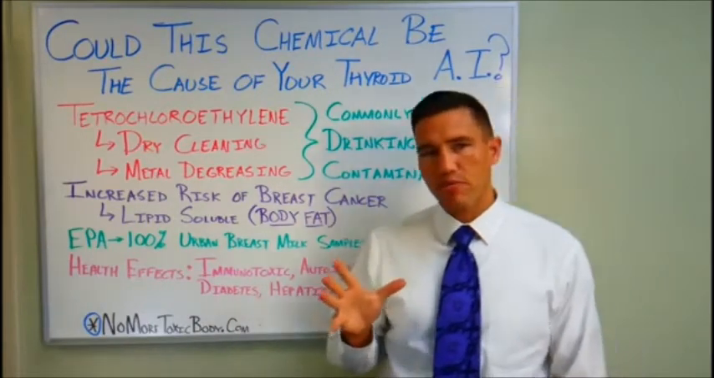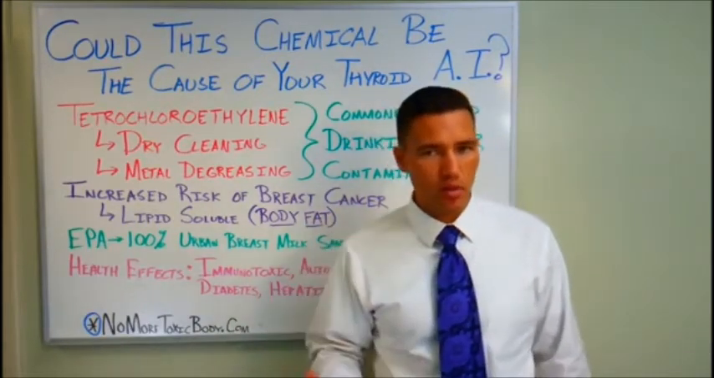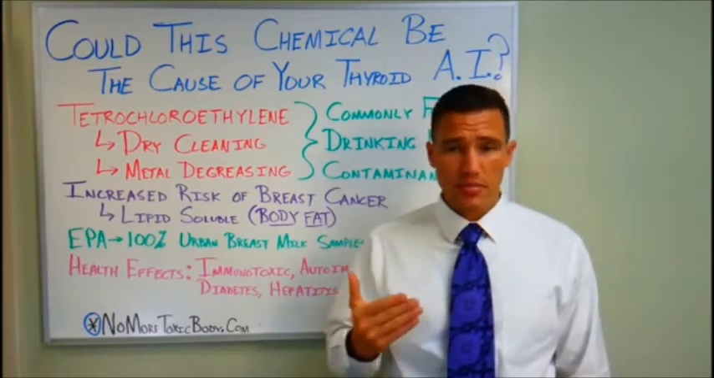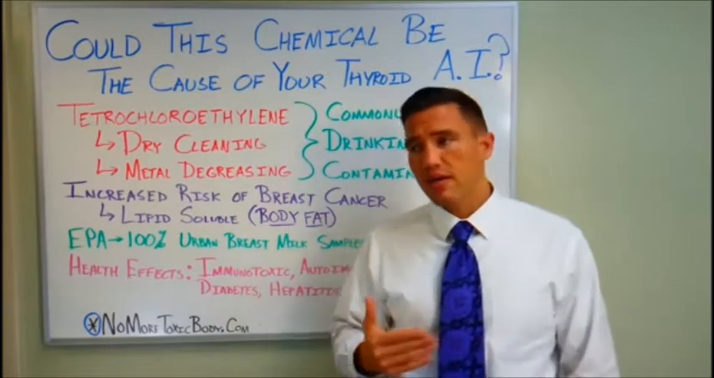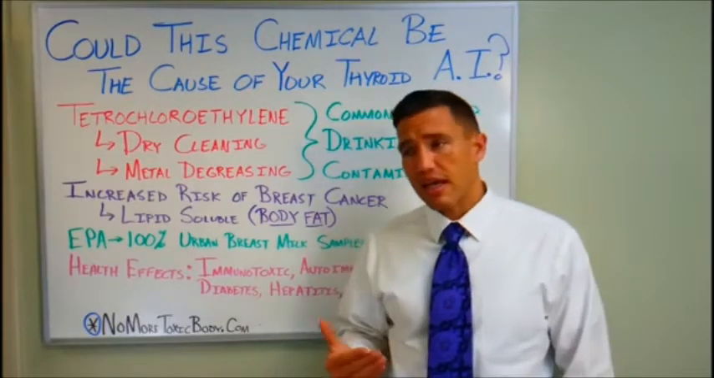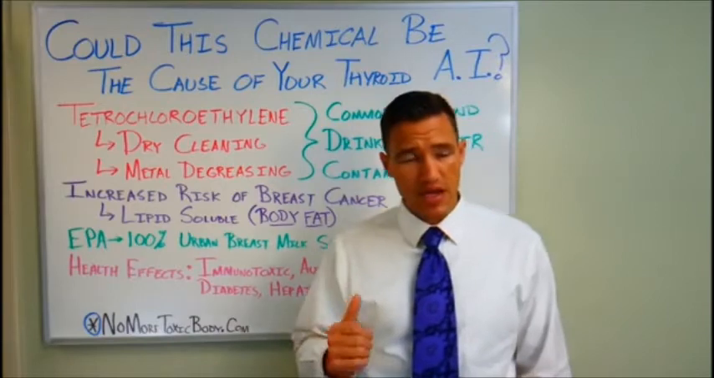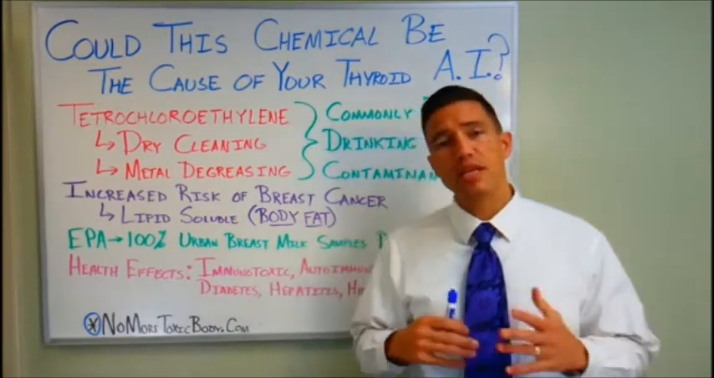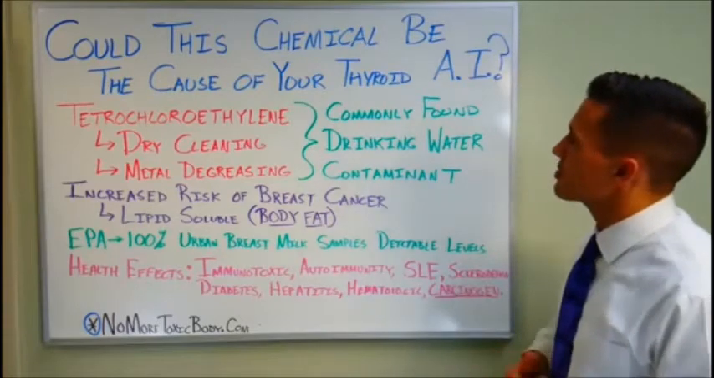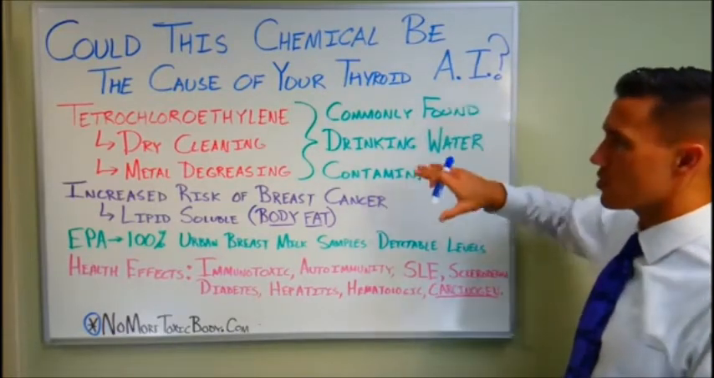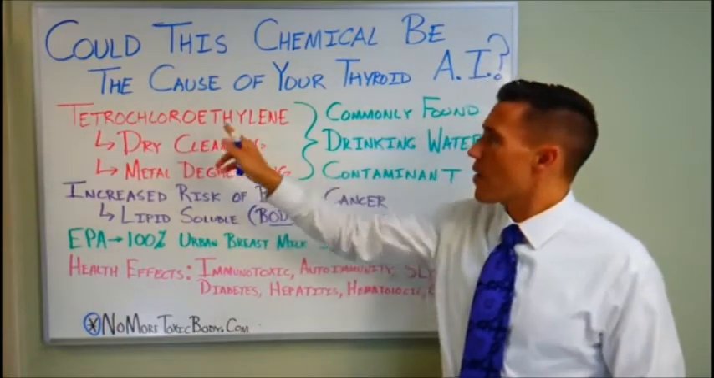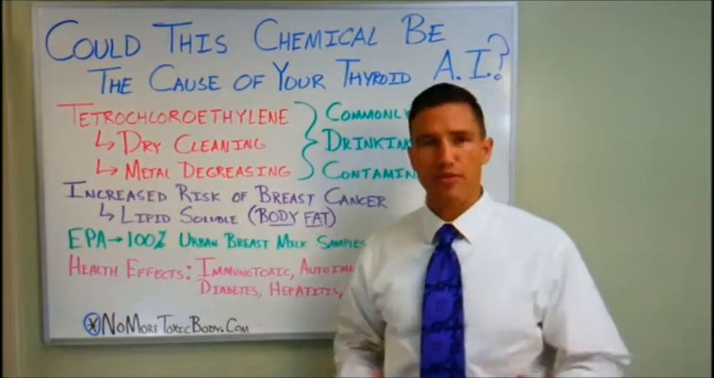This one's really important because it's implicated in the development of autoimmunity. It's implicated in some very serious autoimmune conditions like lupus, scleroderma. It's a carcinogen, which means it's cancer causing, and it's everywhere. It's another ubiquitous chemical that we need to be aware of. So, could this chemical be the cause of your thyroid autoimmunity? And the chemical is tetrachloroethylene. These are all mouthfuls, but they're chemical names.